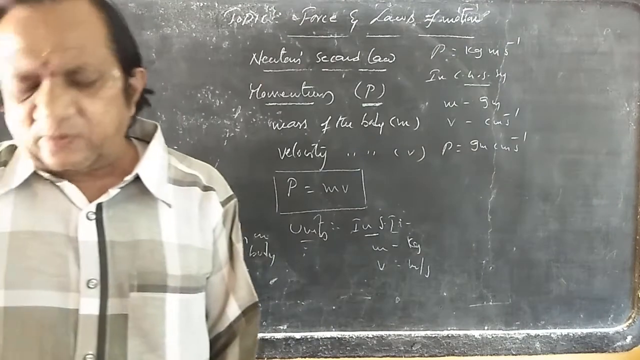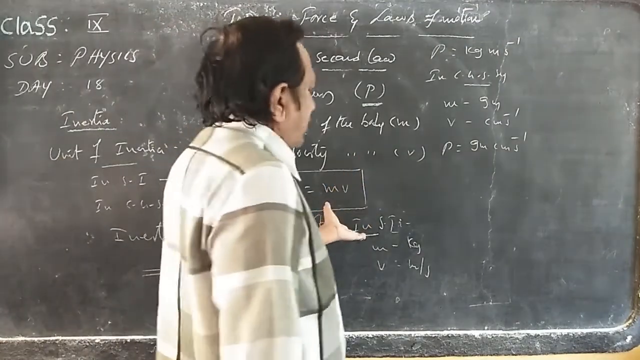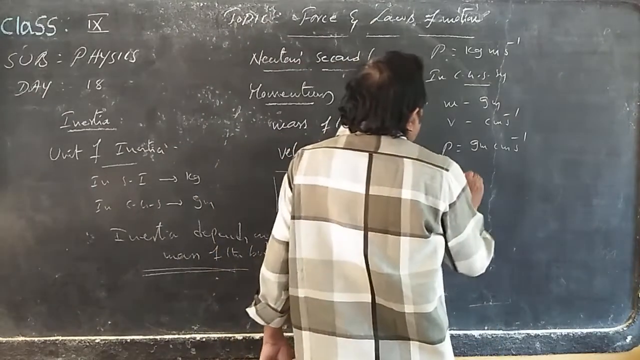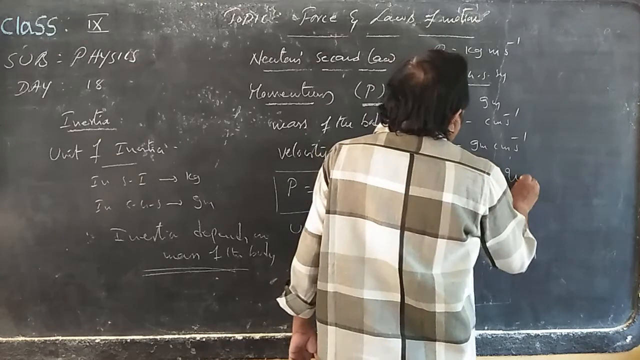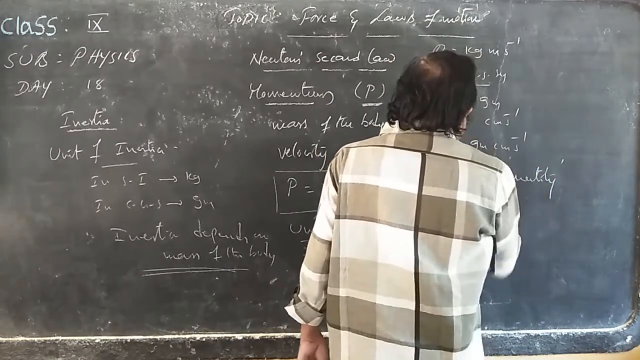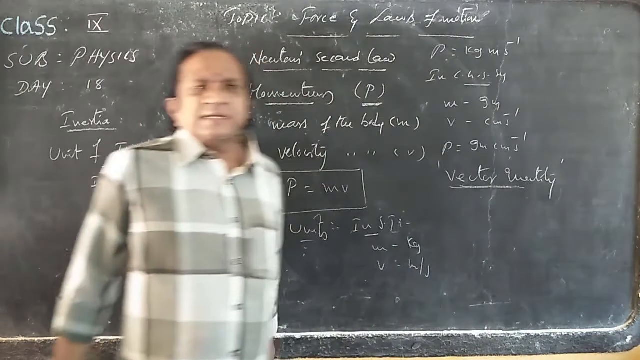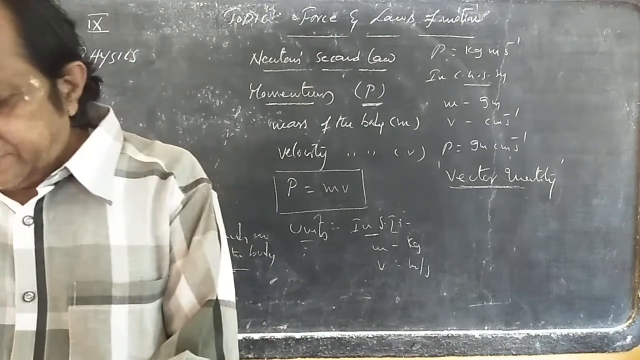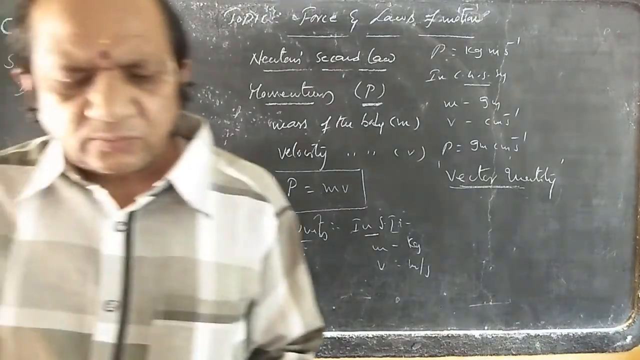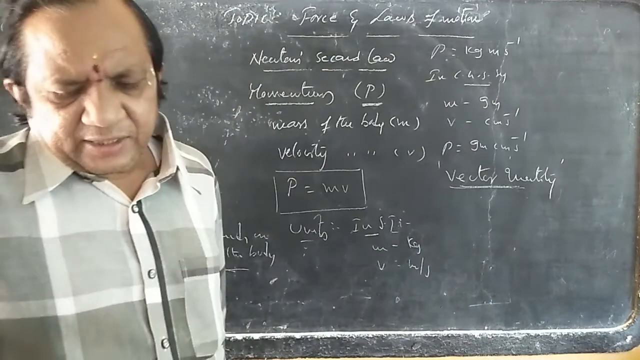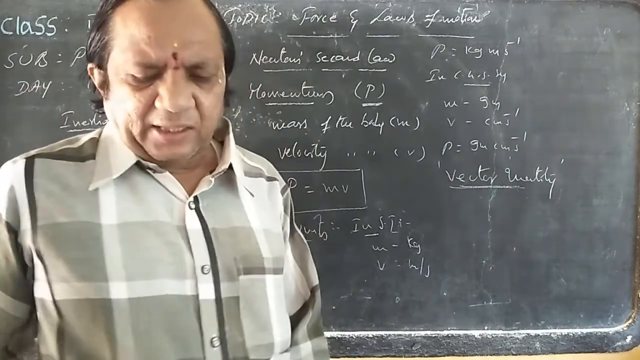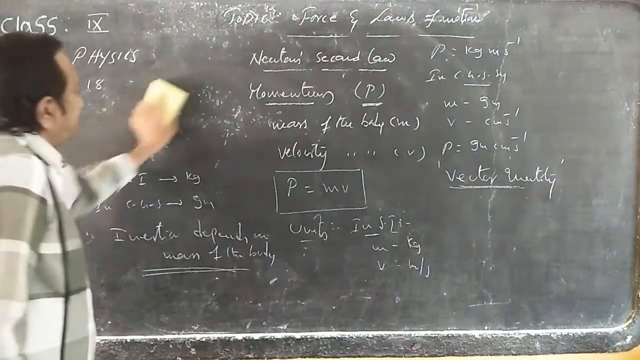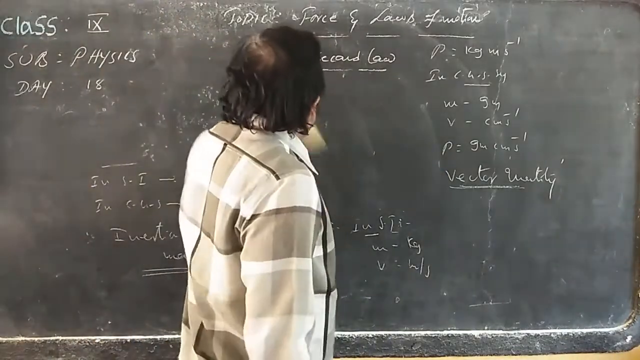Momentum is a vector quantity. Remember that velocity is a vector, therefore momentum is also a vector quantity. And now from that we can apply Newton's second law. So we can prove this Newton's second law of motion.